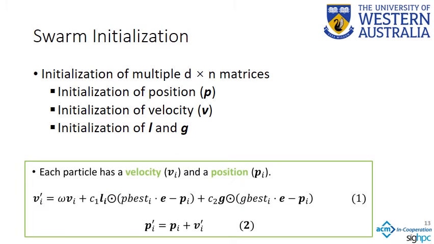For swarm initialization, basically we are initializing the positions for all the particles and also the velocity of the particles. It also involves two other matrices, which are the local best and global best, that need to be used in the formulas. That's all for the initialization.